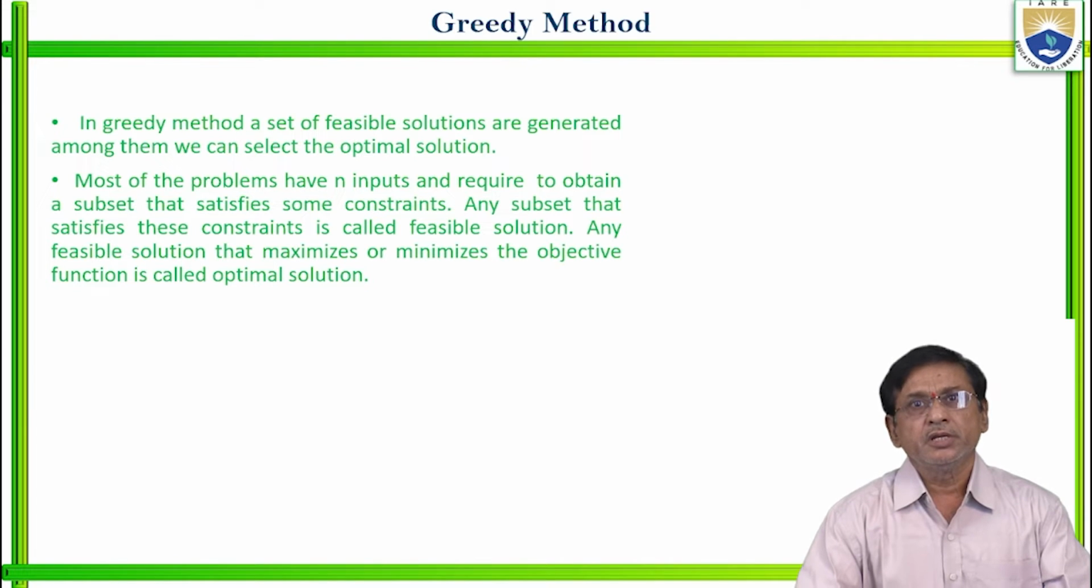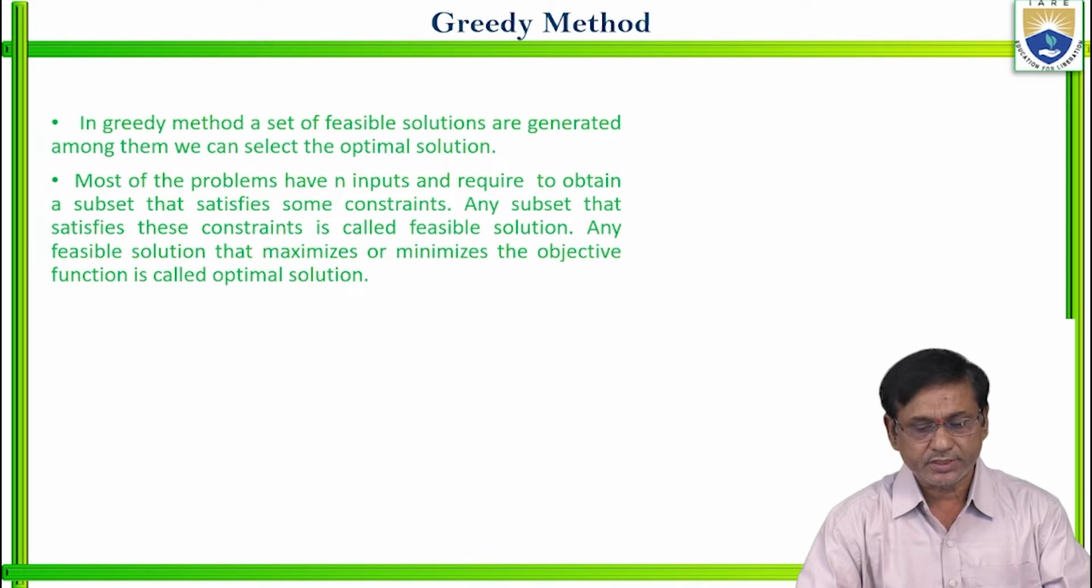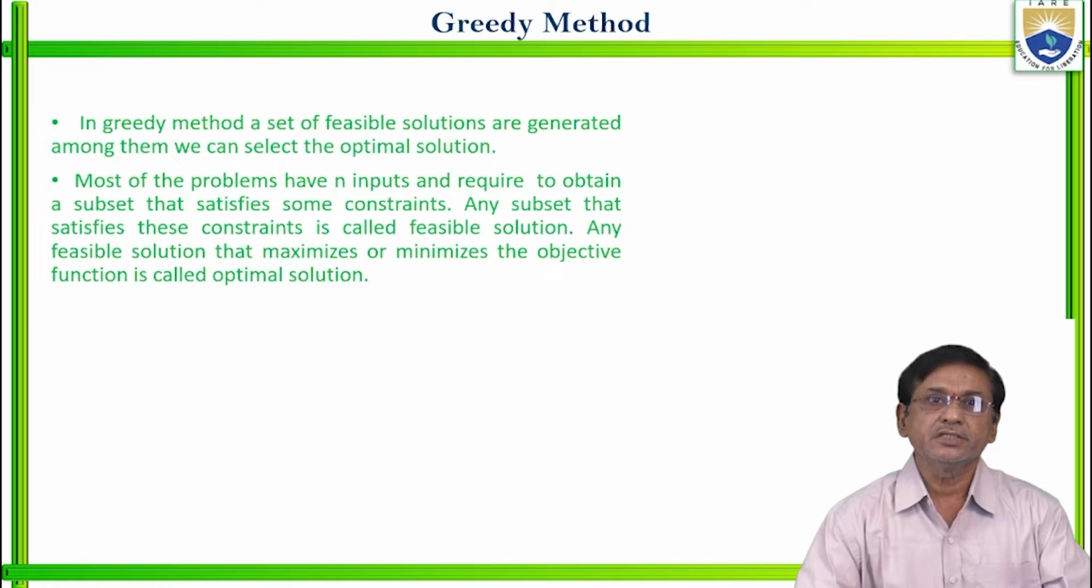Most of the problems have n inputs and require us to obtain a subset that satisfies some constraints. Any subset that satisfies these constraints is called a feasible solution. Any feasible solution that maximizes or minimizes the objective function is called the optimal solution.